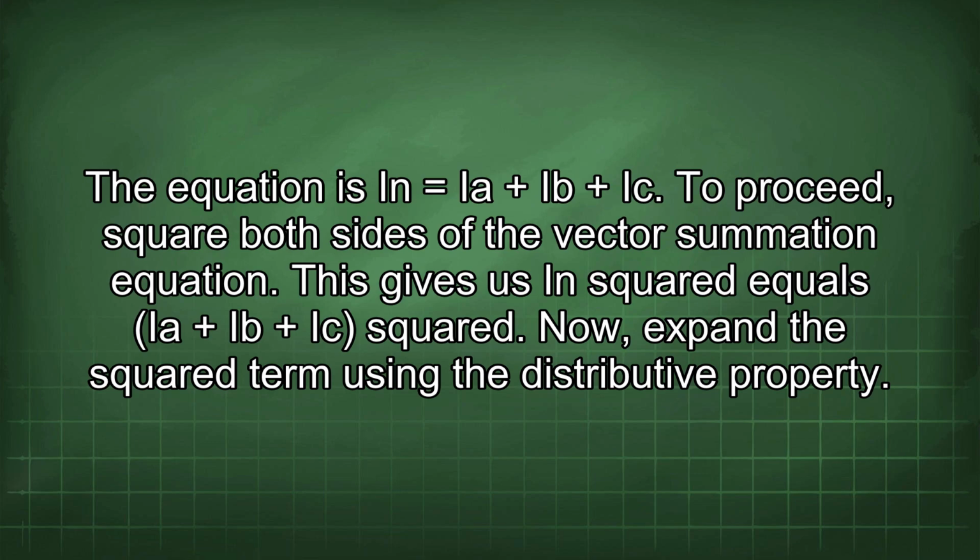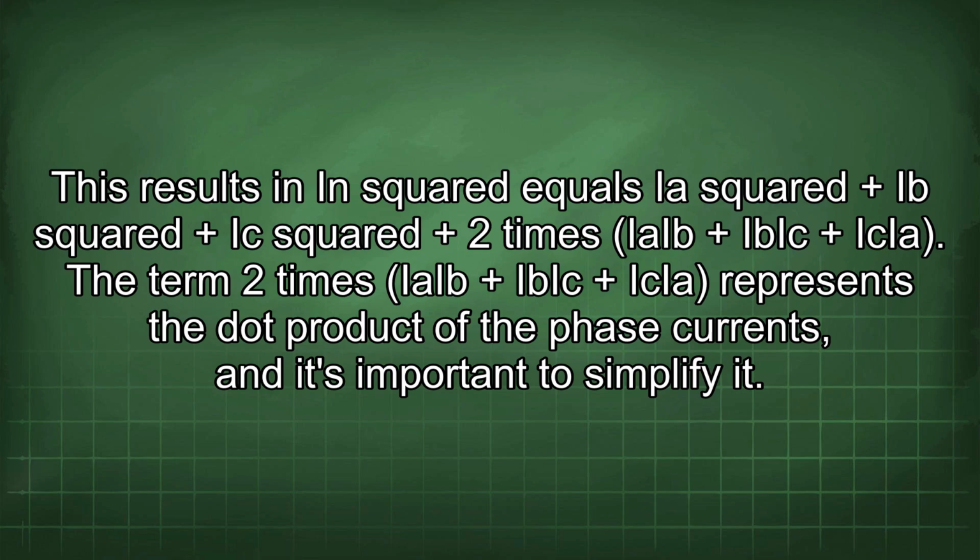Now expand the squared term using the distributive property. This results in I_N squared equals I_A squared plus I_B squared plus I_C squared plus 2 times (I_A·I_B plus I_B·I_C plus I_C·I_A). The term 2 times (I_A·I_B plus I_B·I_C plus I_C·I_A) represents the dot product of the phase currents, and it's important to simplify it.